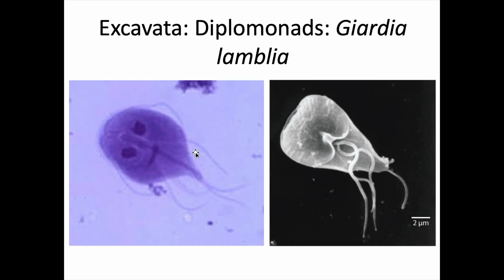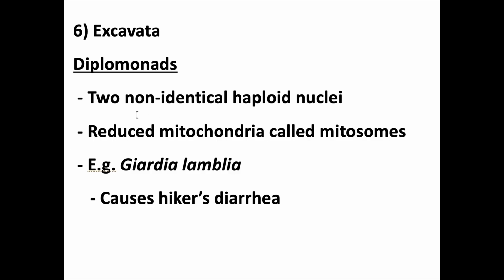There's another weird feature to their cells that you can't see from the microscope image, but if you look deeper at what they've got going on on the inside, they don't have mitochondria, which is weird. That was one of the things at the very beginning of the chapter that we said all eukaryotes have. They seem to have lost their mitochondria, or at least reduced them in size to structures called mitosomes. And just like the weird double nuclei, the reason for this is not well understood. So diplomonads have two non-identical haploid nuclei. They have reduced mitochondria that we call mitosomes. We don't know why they're doing either of these things.